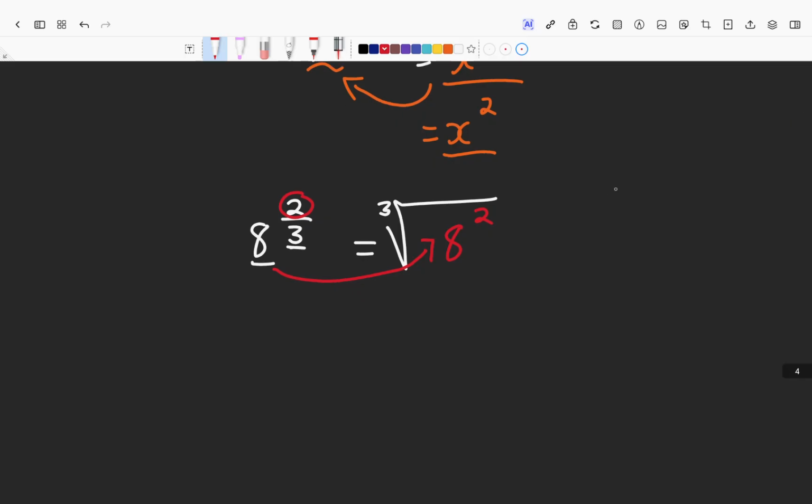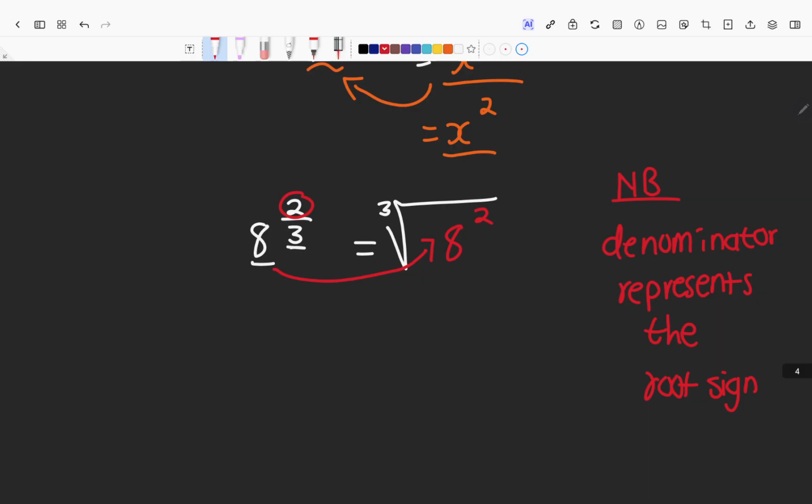Remember the denominator. This is really important. The denominator represents the root sign. So that's all that you need to know. And then let me add this one too. Let me write it here: the numerator is going to represent the exponent.